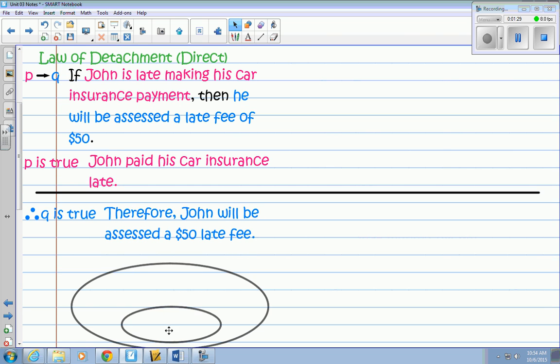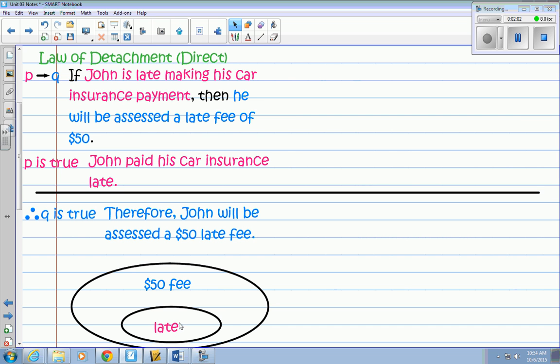The way this looks as a Venn diagram is a conditional statement is always written as kind of one circle nested within another because it's saying that every time John's late, so always when his car insurance payment is late, then he's assessed a fee. So this is an always type of relationship. So it's completely within the $50 fee circle. So anytime you have a conditional, it's always going to be the if part inside and the then part outside.